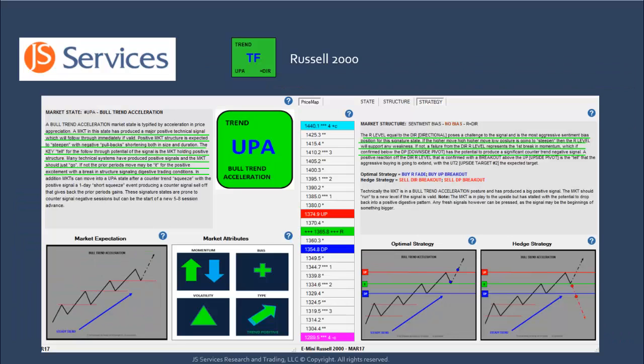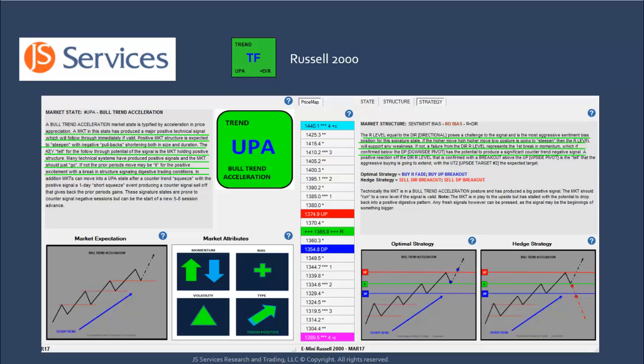The Russell 2000 has a DIR R structure bias, but it's in an accelerated trend state. Knowing the facts associated with this state and structure bias are key to standardizing your trade plan and optimizing your tactics. A market in this state has produced a major positive technical signal, which will follow through immediately if valid. Positive market structure is expected to steepen with negative pullbacks shortening both in size and duration. The key tell for follow-through potential of the signal is the market holding positive structure.